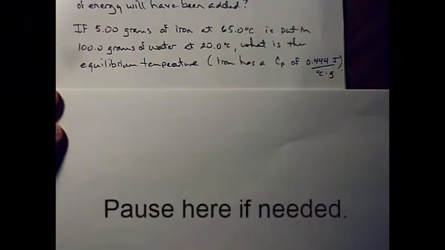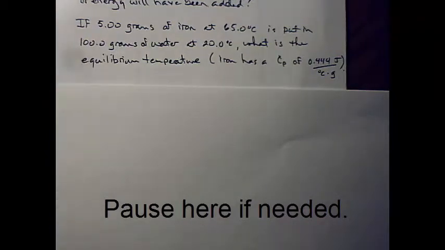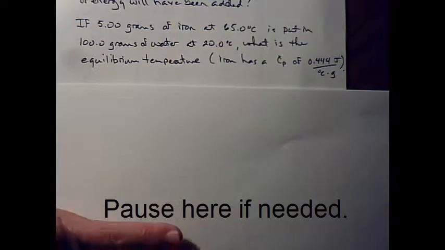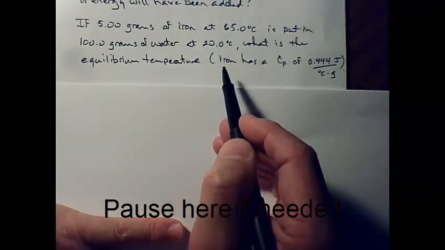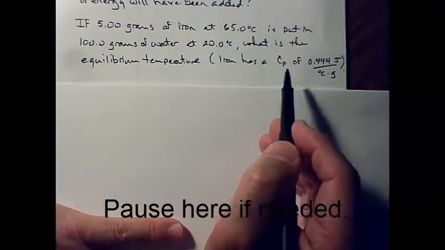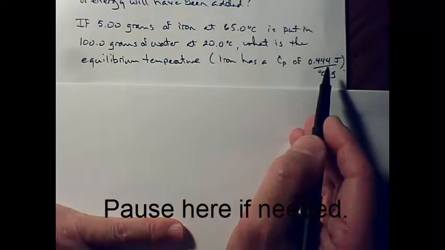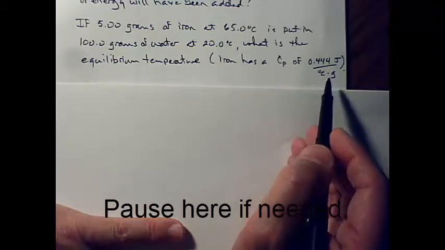So your second homework problem said, if 5 grams of iron at 65 degrees C is put in 100.0 grams of water at 20 degrees C, what's the equilibrium temperature? And it states that iron has a specific heat of 0.444 joules per degree C per gram.